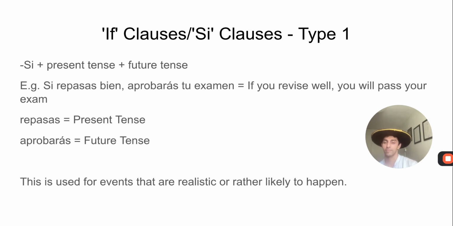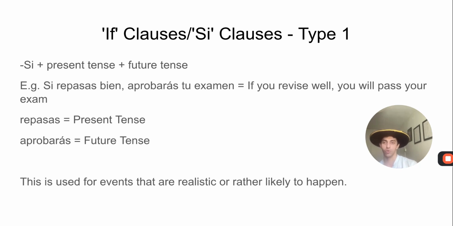For example, we have an example here for each of the clauses. Si repasas bien, aprobarás tu examen, which means if you revise well, you will pass your exam. So you have si followed by a verb in the present tense, the present indicative tense, and then a verb in the future indicative tense.